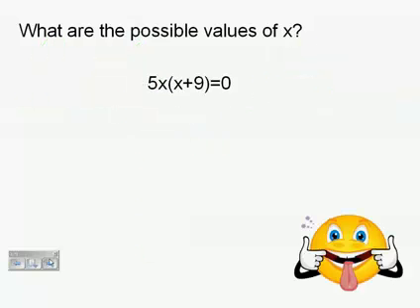Back to this problem, I have 5x times x plus 9. In the parentheses, x plus 9, how do I get x plus 9 to be 0? Make x negative 9. And then I need 2 answers. So 5 times x, 5 times x equals 0. x would have to be 0 because 5 times 0 is 0. Good.